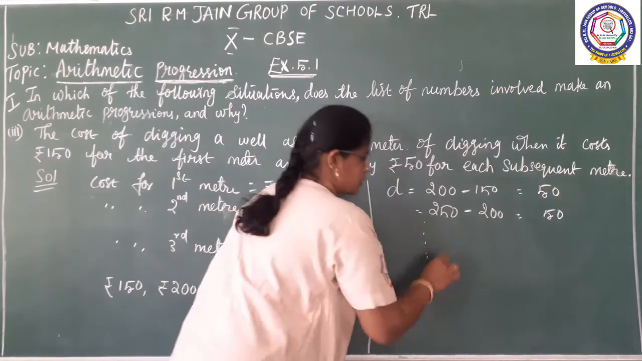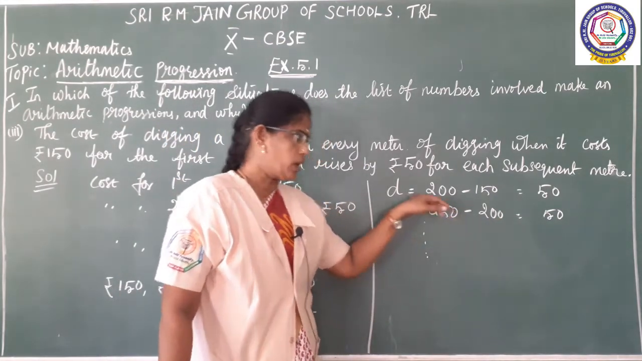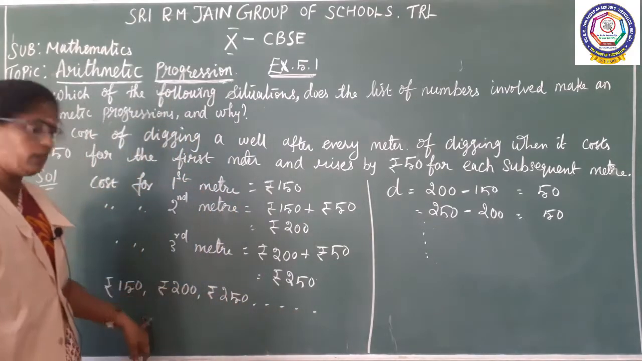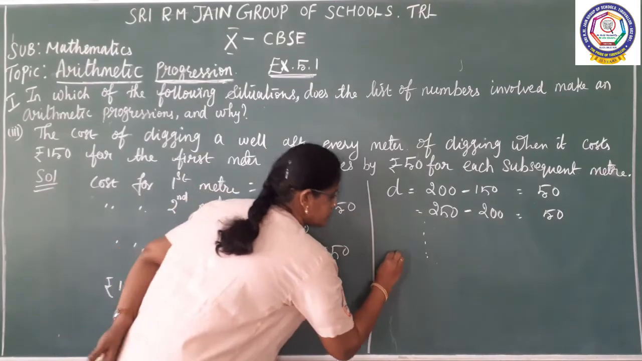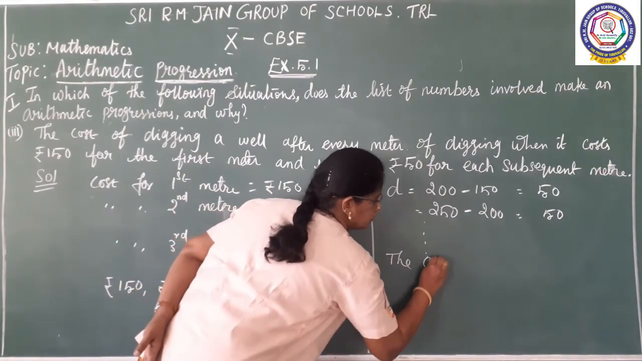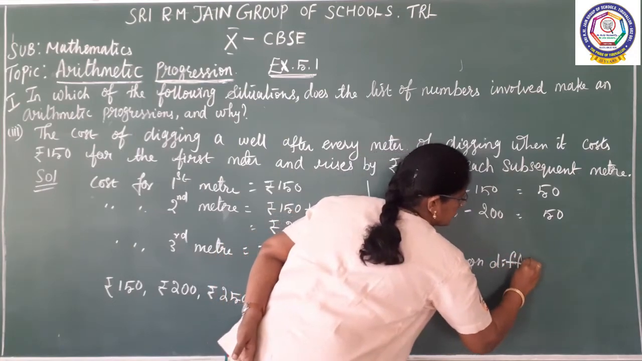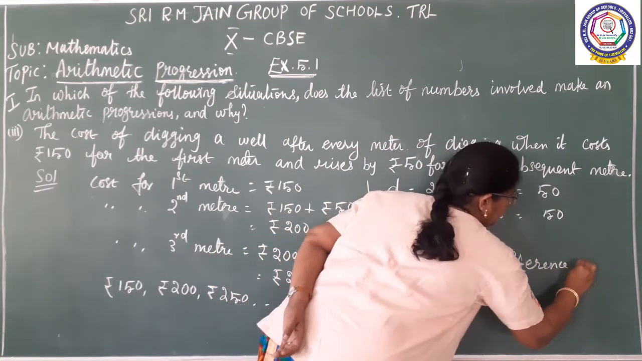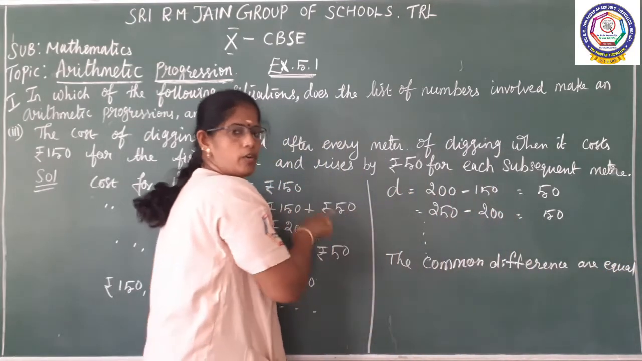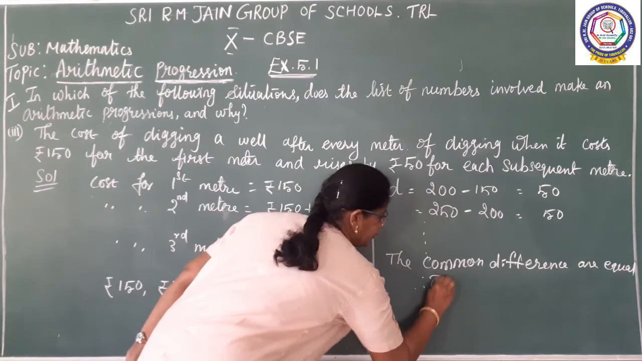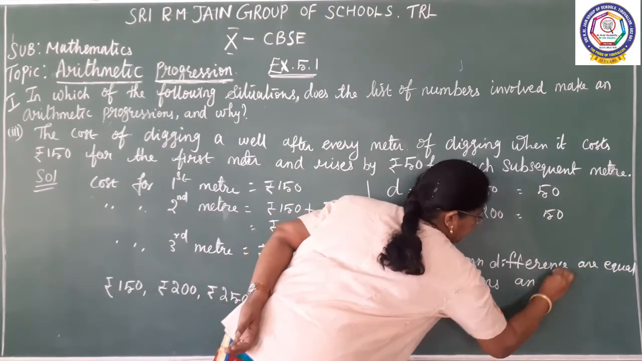So up to etc. is going. So now you check all the common differences are equal. If the common differences are equal, the given sequence makes an AP. It forms an AP. We have to write the steps. The common differences are equal. If common differences are equal, it forms an AP. Therefore, it forms an AP.